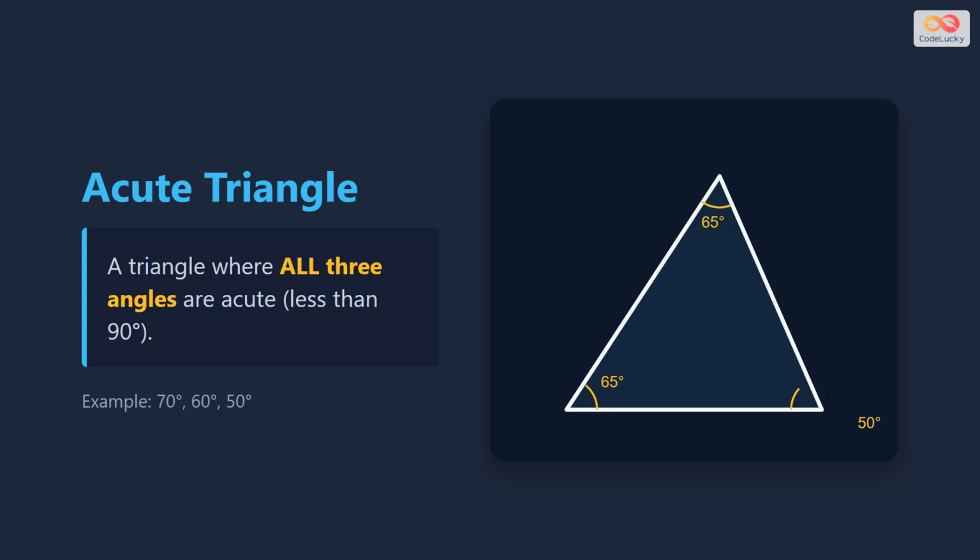First up is the acute triangle. A triangle is acute only if all three of its angles are acute. That means every single angle inside the triangle must measure less than 90 degrees.